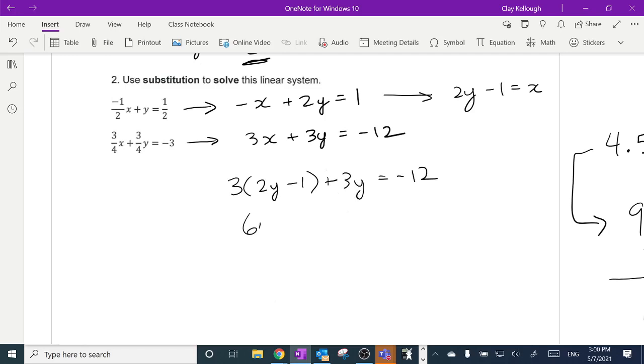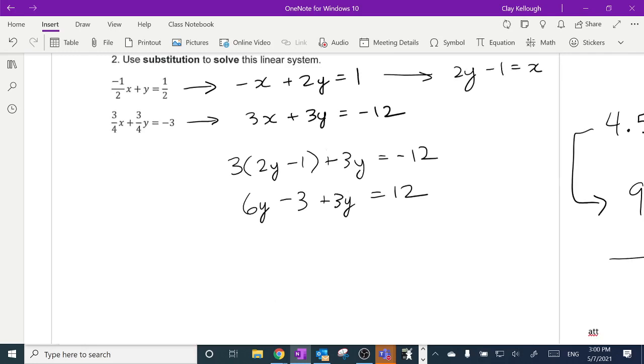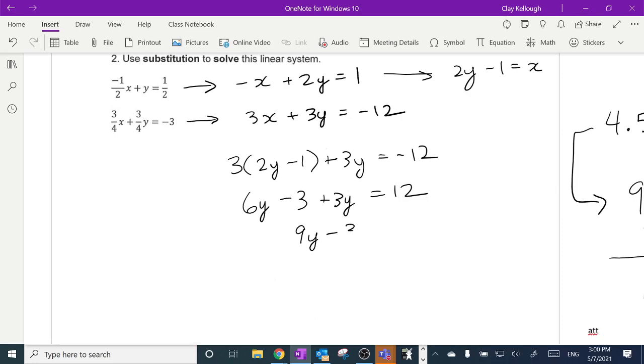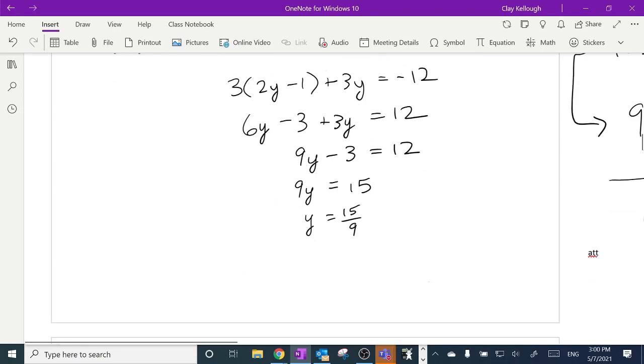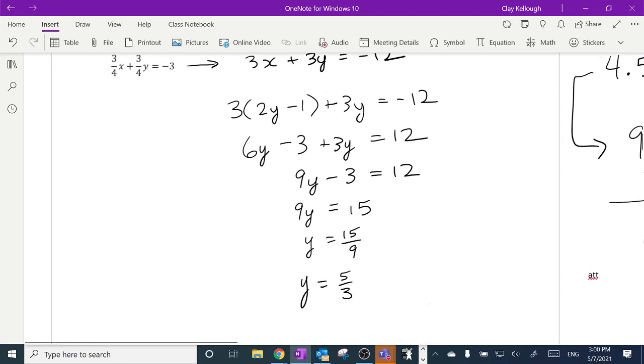Then distributive property, and then add like terms. Some people might notice that everything here divides by 3, but I'll do it the normal way. I'll add 3 to both sides of the equation, and I'll divide both sides by 9. Then the people who simplified by 3 don't have to worry about it. They've already got the final answer, but I have to notice that 15 and 9 both have a 3 in them. Okay, did I goof something up?